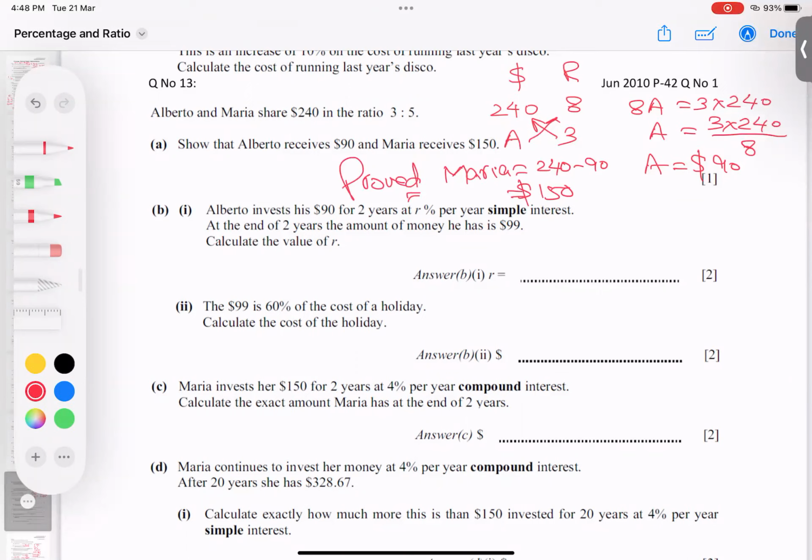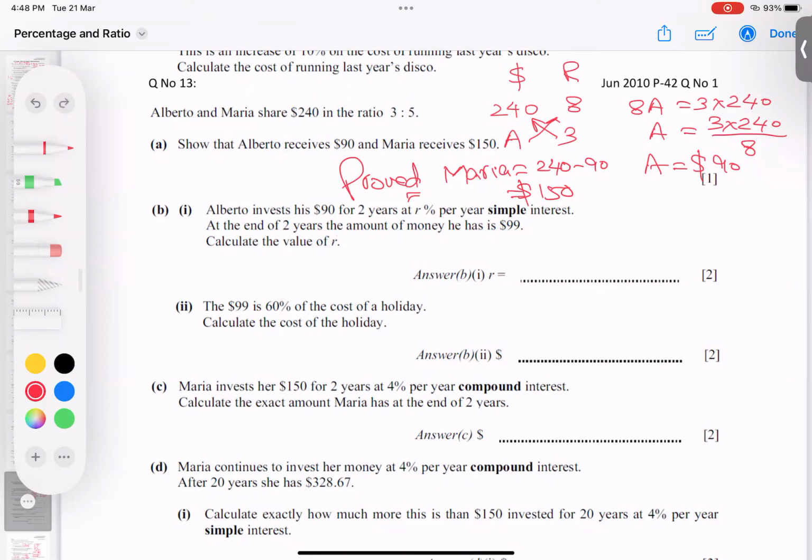And now I'm going for the next part. The next part is what here? He says Alberto invests his $90. Look at here, he got a money of $90, his share. Now this share he's going to invest for 2 years for simple interest, and the rate of interest is unknown. So he said at the end of 2 years, the amount he received is 99. Very simple, clear idea. Did he say the money he has is $99?